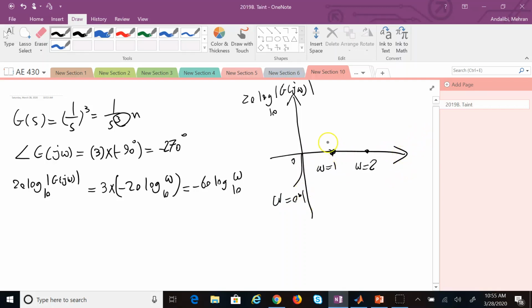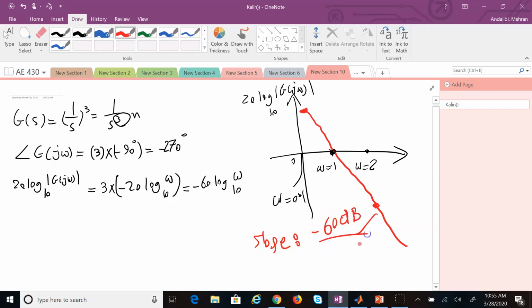So at omega of 1, magnitude is 0, but at omega of 2, instead of negative 20, it goes to negative 60. And at 0.1, it goes to positive 60. Okay, so it's going to be a line like this, where the slope is negative 60 decibel per decade. So it's a steeper line.